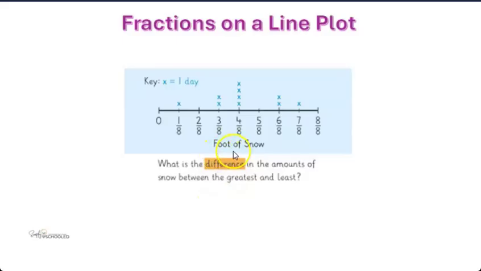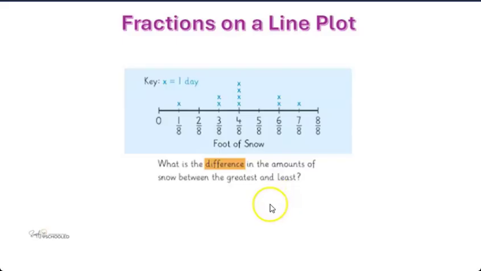Here we have a foot of snow. And the X's equals 1 day. So this means 1 day there was 1/8 of a foot of snow. 2 days there were 6/8 feet of snow, and so forth. So that's how you read it. But this is the type of question you might have. What is the difference in the amounts of snow between the greatest and the least?